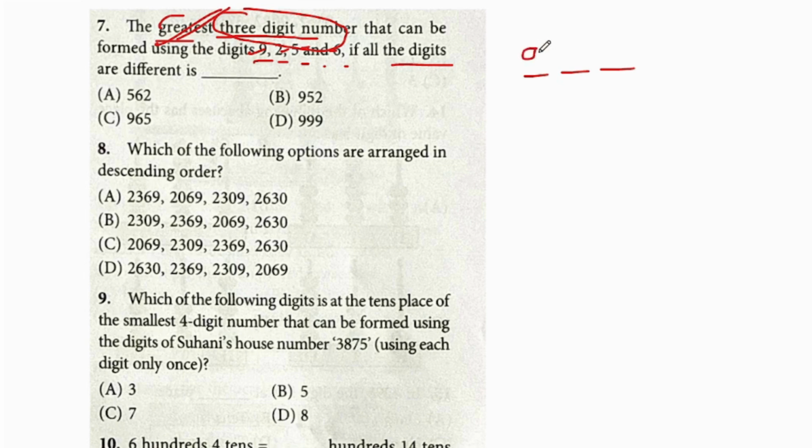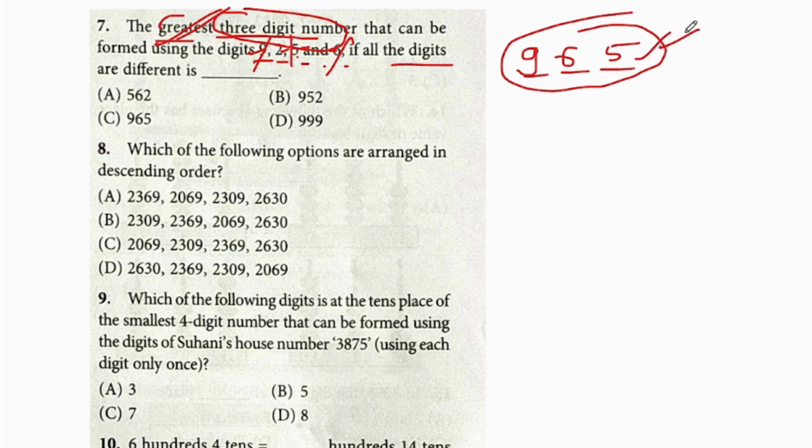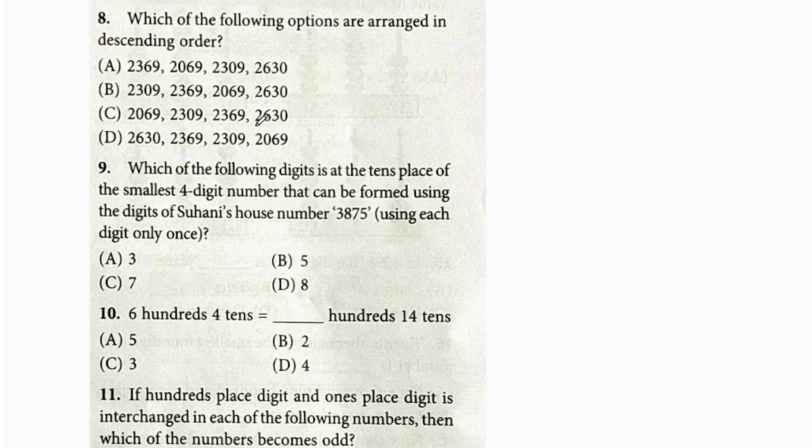So among 9, 2, 5, 6, greatest is 9, right? Digits given are 9, 2, 5, 6. 9 is used. Among 2, 5, 6, which is greatest? 6. 6 is used. And among 2 and 5, which is the greatest? 5. So this would be the greatest 3-digit number. It is not asking you to form a 4-digit number, it is asking you to form a 3-digit number. So 965 is the answer. All right, you solve the next question.